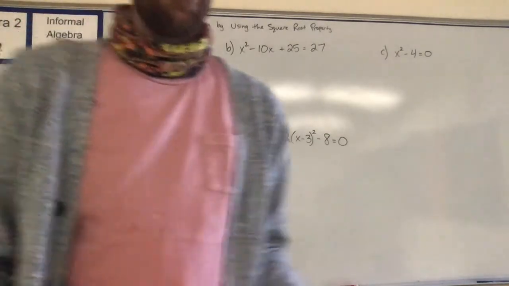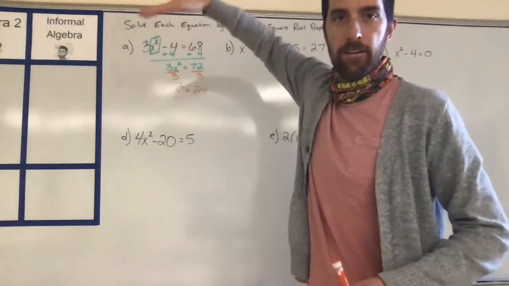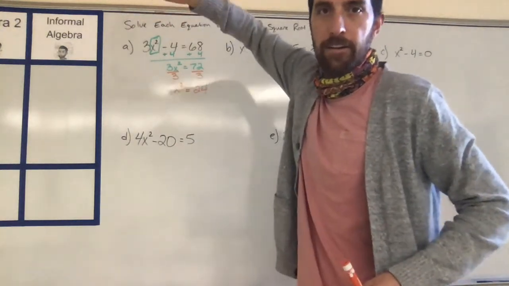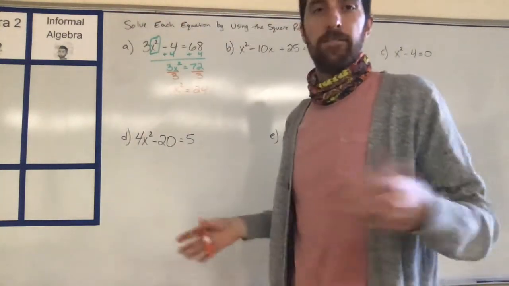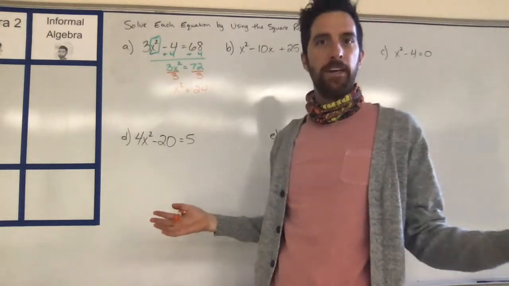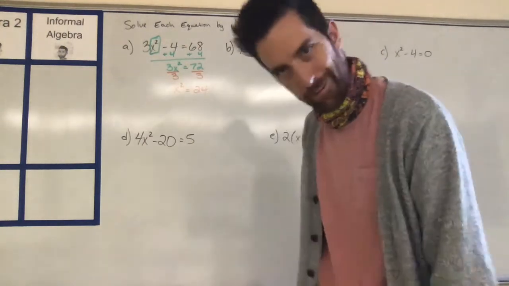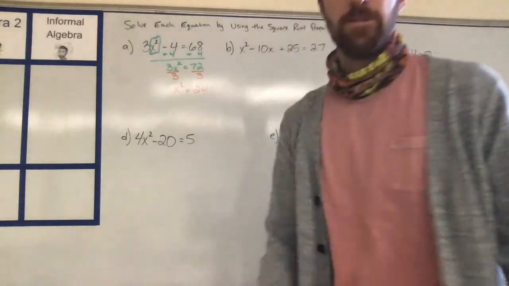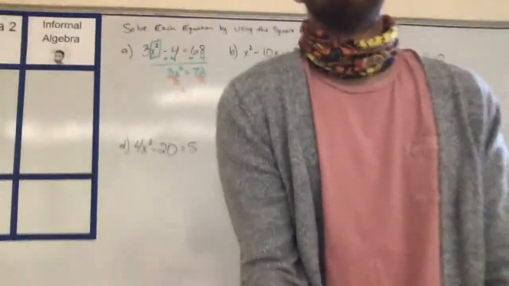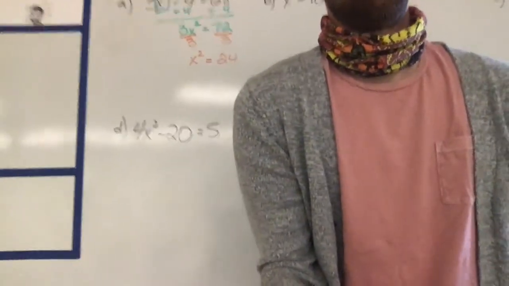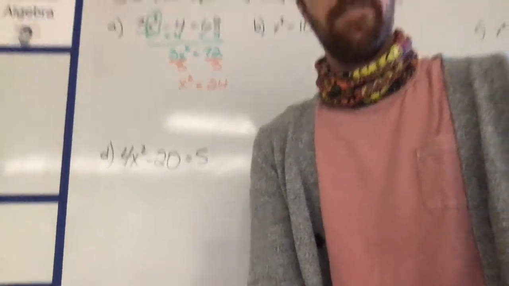Man, the glare. How's that? Look at that. x squared equals 24. I'm trying, man. I'm missing my cable for the SmartBoard projector. So x squared equals 24. Let me just scoot you up. Maybe the glare won't be as bad then. There we go. Oh, okay.